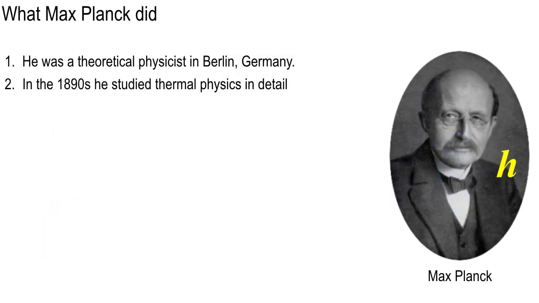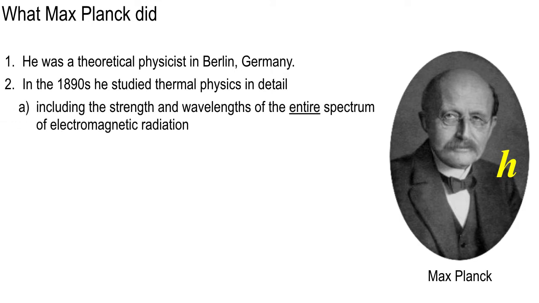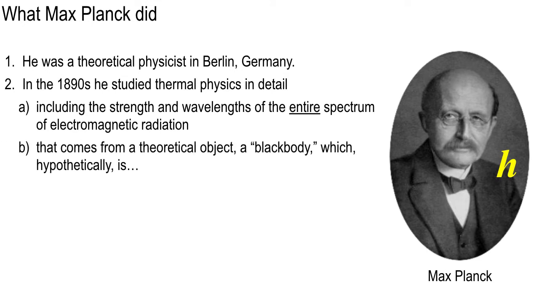So let's get into some of his details now. In the 1890s, he was studying thermal physics in detail, looking at not just how many photons of light were coming from an object, but their wavelength, the entire spectrum of electromagnetic radiation. And he was working out a theory of this idealized object called a black body. Now, the black body is an object, ideally, that is a perfect absorber of radiation.